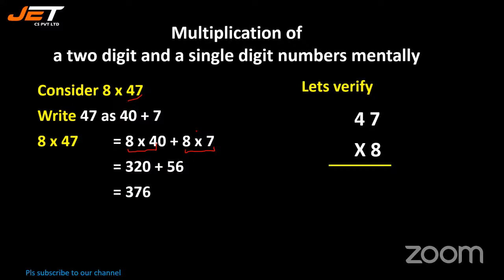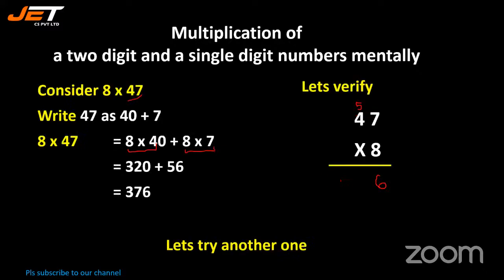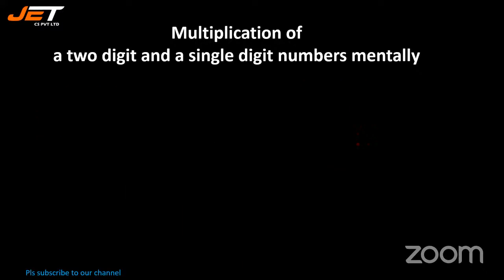Now let's verify. Verify means let's check here. 47 times 8. 8 times 7 is 56. You know that. So 5 will come over here, 6 will be here. Now 8 times 4 is 32. 32 plus 5 is 37. So the answer is 376.